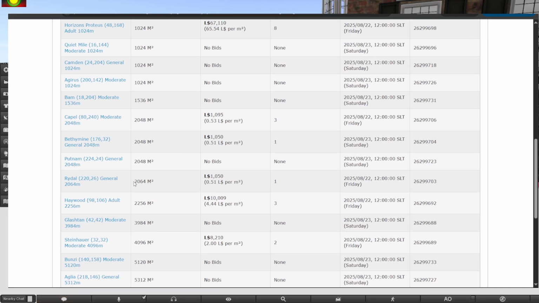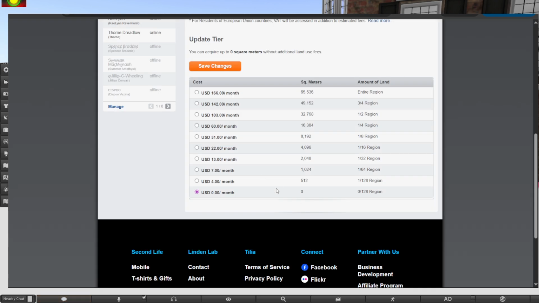That's 2064 square meters. Now, I have a Linden Home, and my allotment is 1024, right? So if I buy this extra piece of land, I'm going to pay the tier for 2064 because I still have a Linden Home and used up my bonus. So it's what, 2064? Yeah, 2064. So when I look here, I went over this level. I've jumped up to this level.